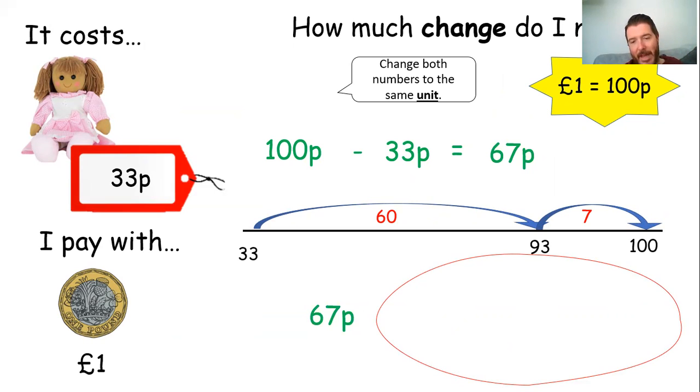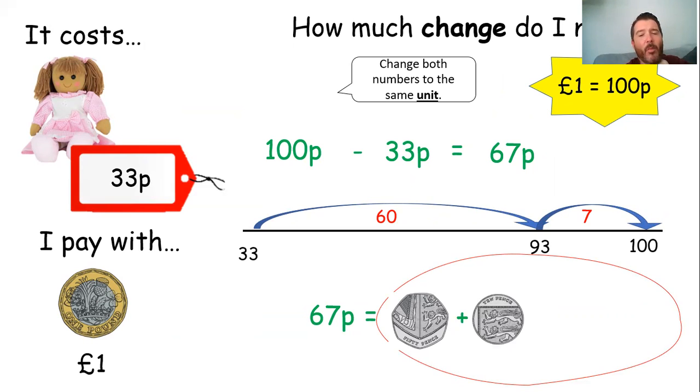How do I make 67p? Well, I can't, there's no 67p coin, there's no 60p coin. I can use a 50, and then 10 more than 50 is 60, so I need a 10 as well. Then to make my ones, I'm going to start with a 5 because that's as close as I can get to 7 without going too high. And then 5 and 2 make 7. So I need a 50, a 10, a 5, and a 2 to get to 67.